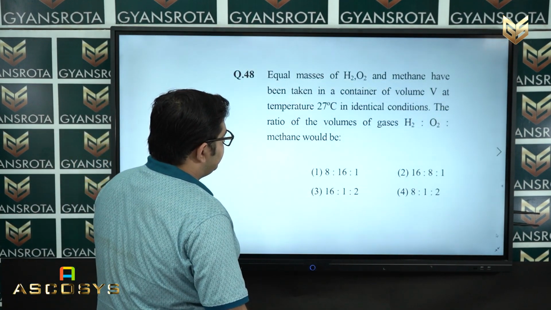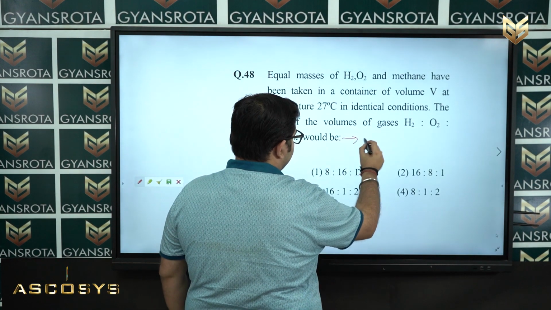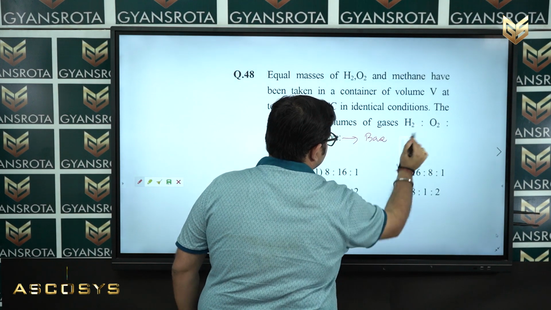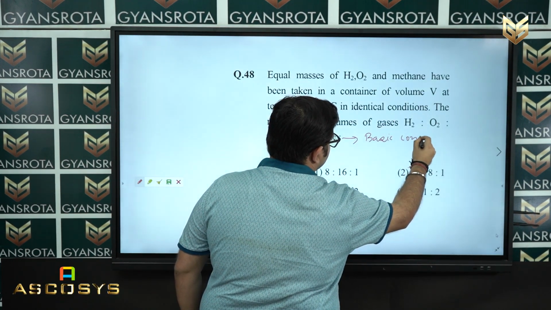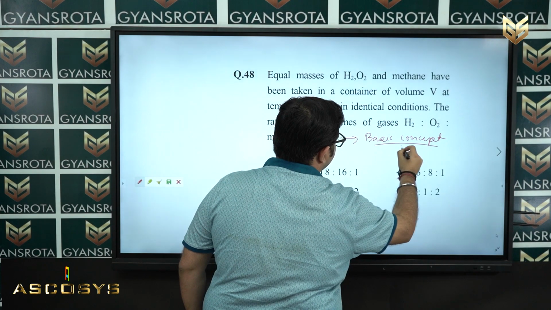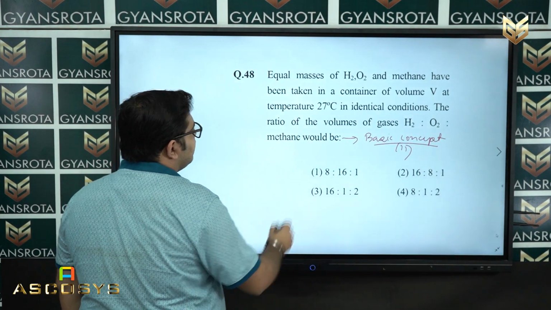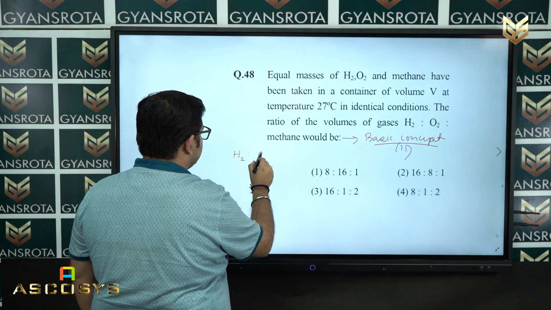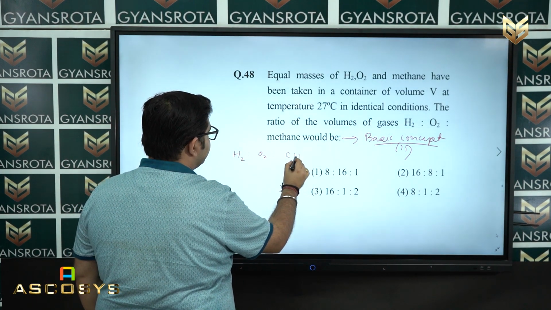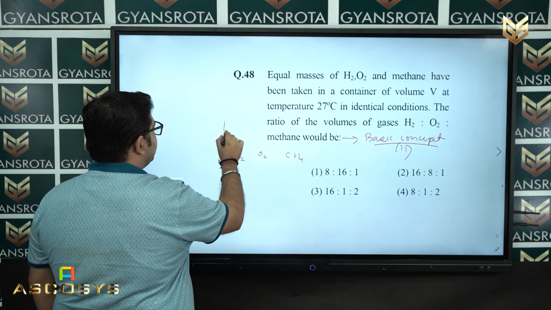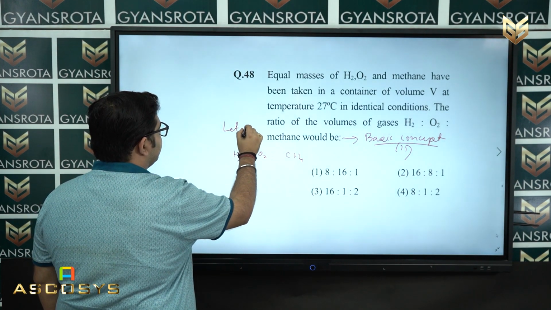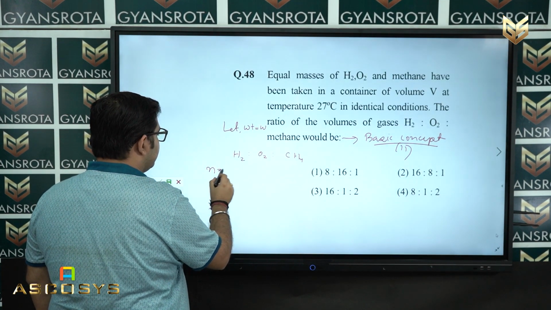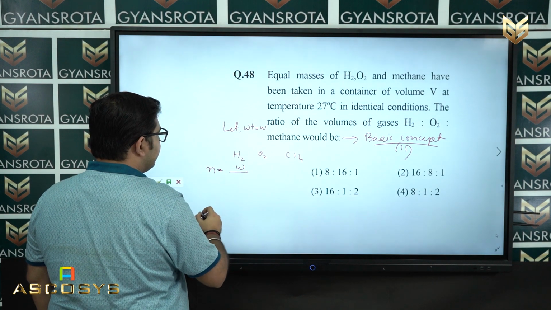This question is basically related to the basic concept of your class 11 NCERT. Okay, so now moving to the solution part. Hydrogen is to oxygen is to methane. Let us take the weight as W. So how do we calculate the moles for this? Moles equal given weight divided by molecular weight.